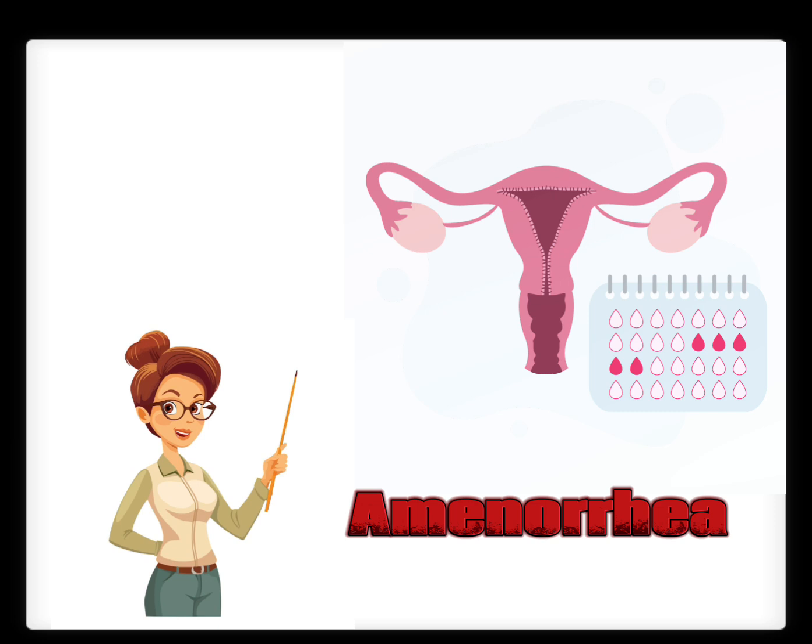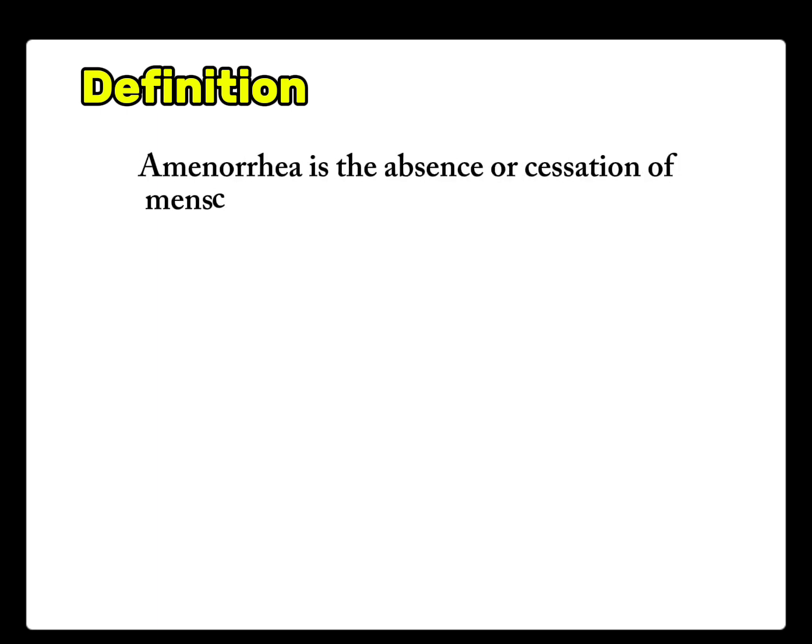Let's get started. Definition of amenorrhea. First, let's understand what amenorrhea means. Amenorrhea is the absence or cessation of menstruation in a woman of reproductive age.